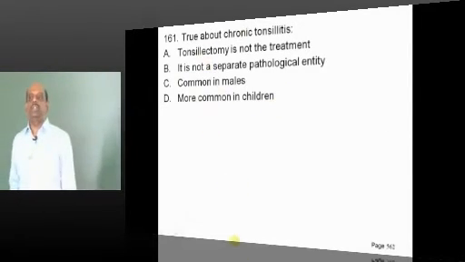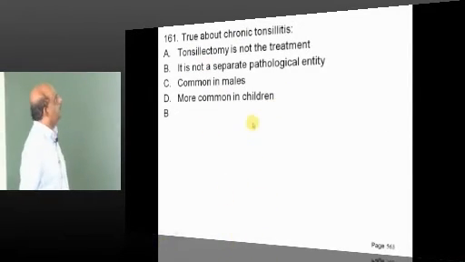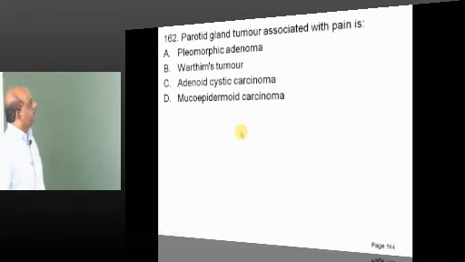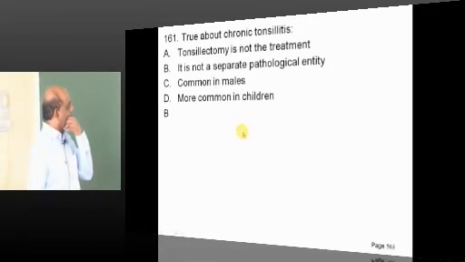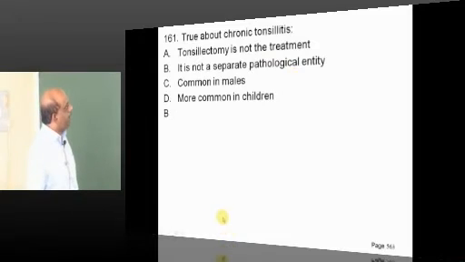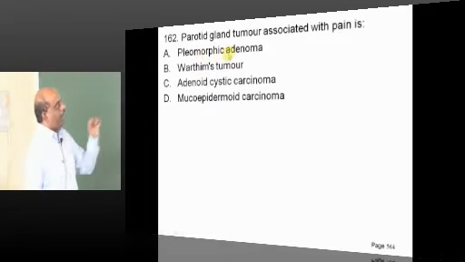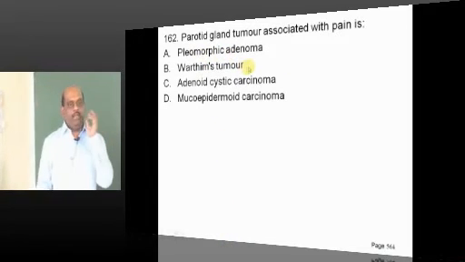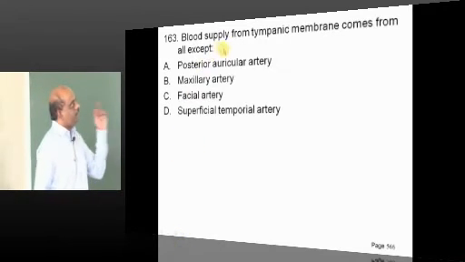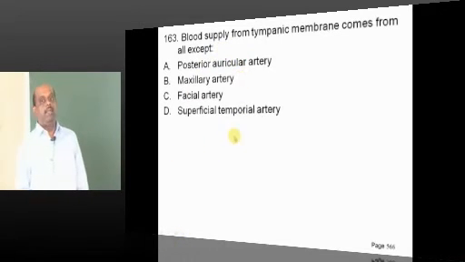Tonsillitis, what is true? Chronic is more common in children. I think this also needs repair with multiple options. Okay, parotid tumor which has a neural invasion leading to pain: adenoid cystic carcinoma.